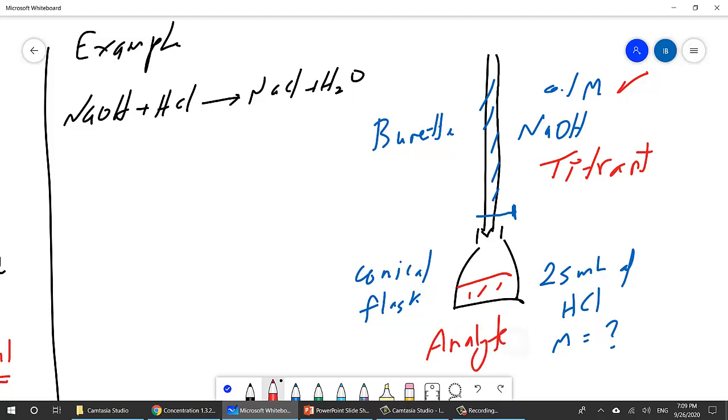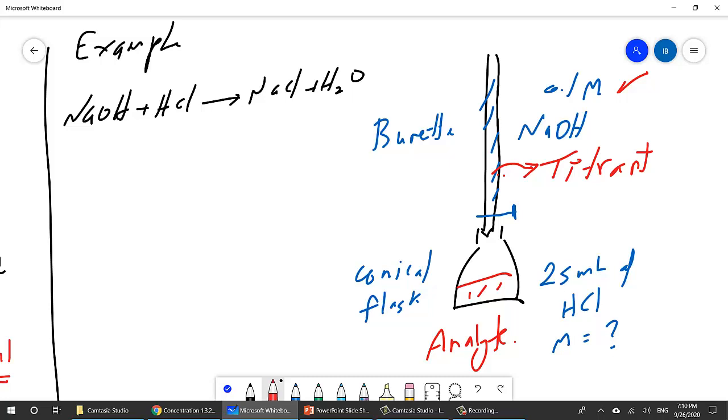So in titration, we have two things. We have something called the titrant, in this case sodium hydroxide. It's the solution that you put in the burette. It could be NaOH, it could be anything else. And in the conical flask at the bottom, you put the analyte, which is the substance you want to analyze. So in titration, you titrate an analyte using a titrant with known concentration.